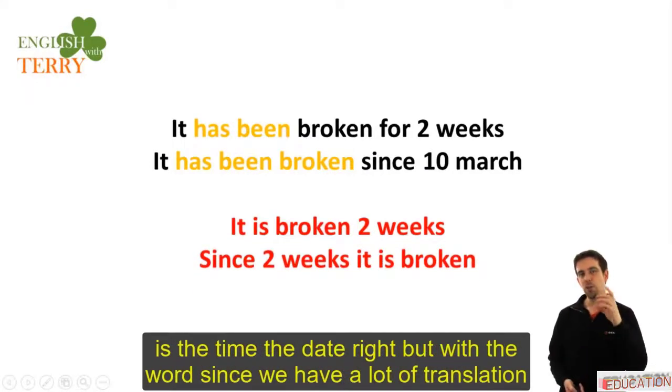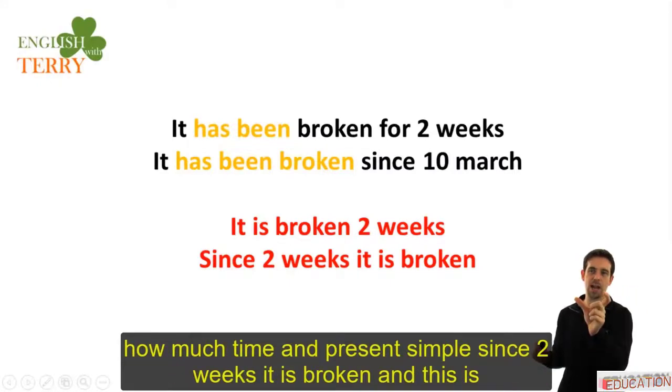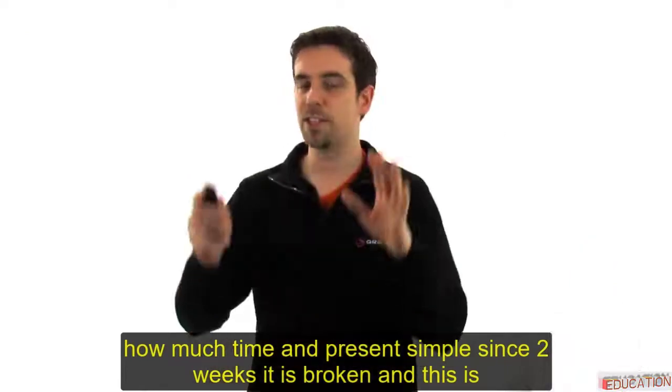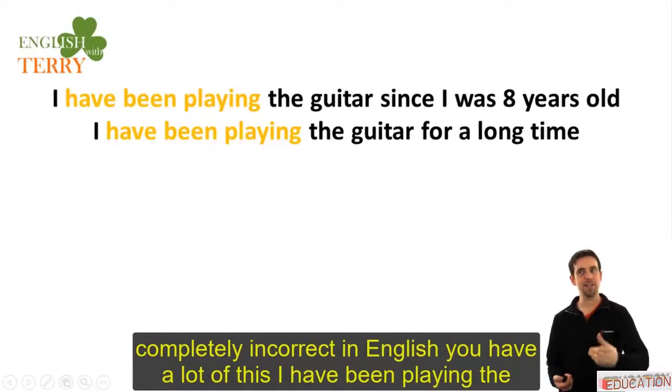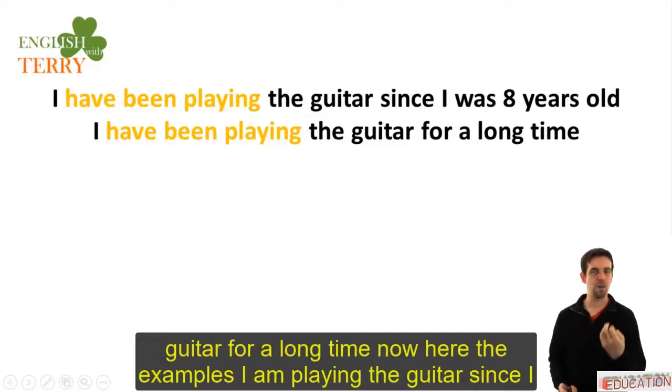But with the word since, we have a lot of translation problems. In a lot of other languages, it's very simple, very easy to put since, how much time, and present simple. Since 2 weeks it is broken. And this is completely incorrect in English. You hear a lot of this. I have been playing the guitar since I was 8 years old, for example. Or I have been playing the guitar for a long time.